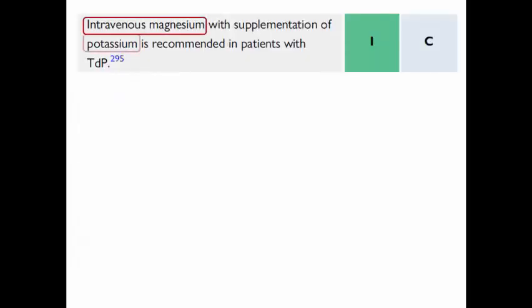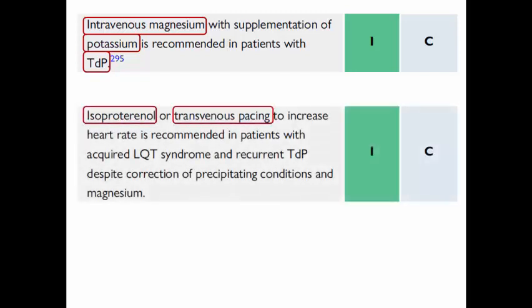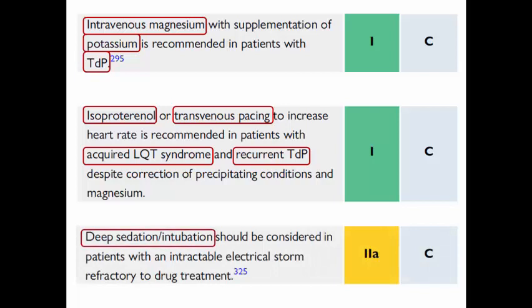IV magnesium with supplementation of potassium is recommended in patients with torsade de pointes, which is polymorphic VT with long QT interval. Isoprenaline or transvenous pacing is important to increase the heart rate in patients with acquired long QT syndrome and recurrent torsade de pointes despite the correction of the precipitating conditions, and magnesium. Deep sedation and intubation should be considered in patients with an intractable electrical storm refractory to antiarrhythmic drugs.